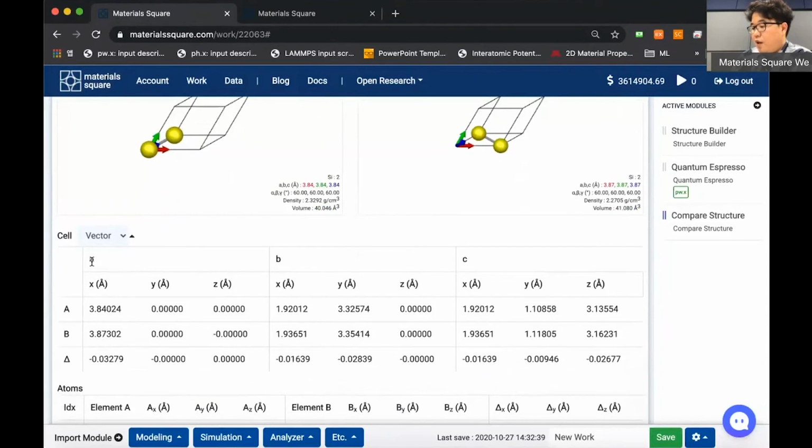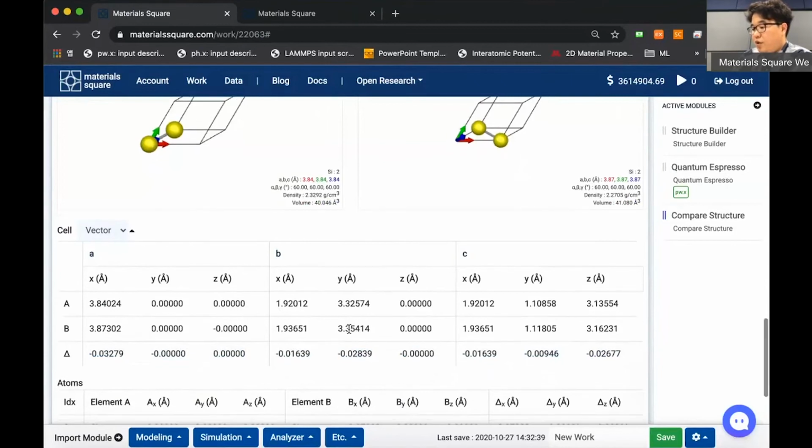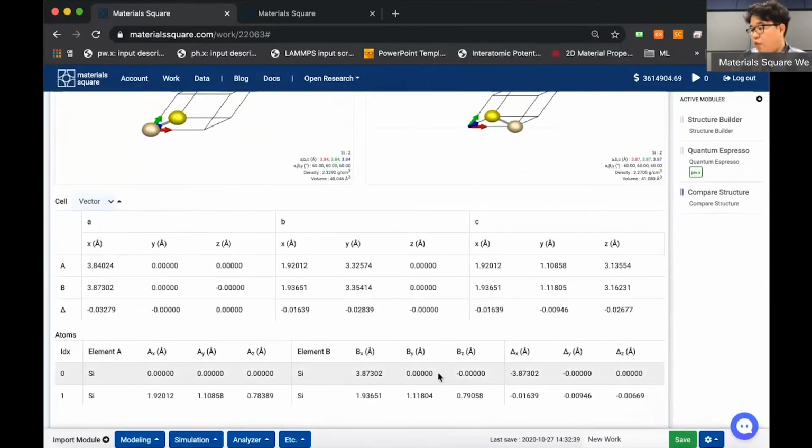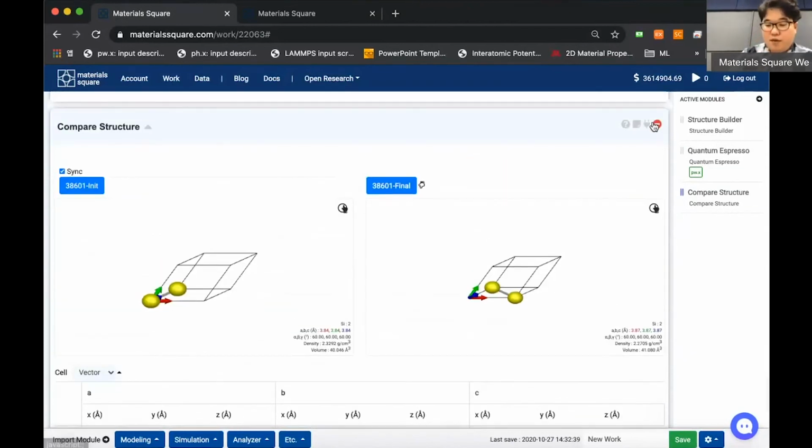Cell vector A is changed by this amount, cell vector B is changed by this amount, cell vector C is changed by this amount. And if you want to check the atom differences, this is the delta for the first atoms. If you hover the mouse here, you can check which atom this is. It shows yellow to brown, right? Yellow to brown, and this atom is yellow to brown. So that is how to check the relaxation result after relaxation.